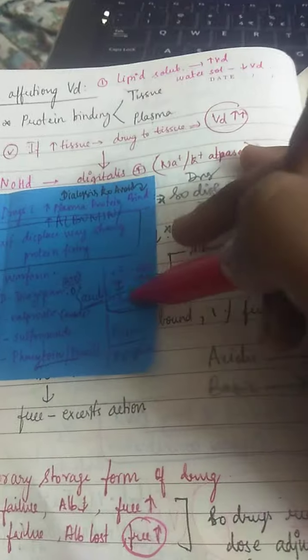That is why these protein bound drugs can displace each other, causing toxicity of the other drug. So this is distribution.